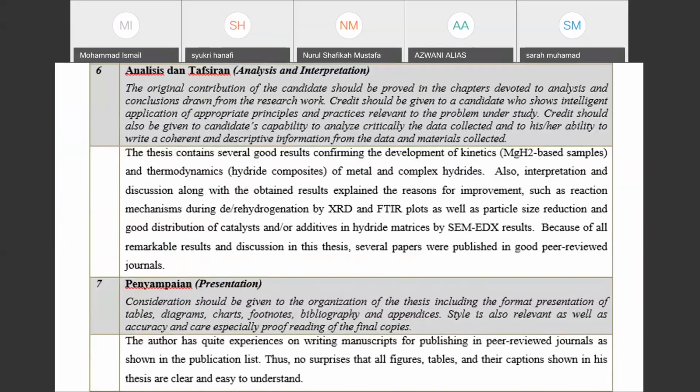One more, my PhD student's report. The thesis contains several good results confirming the development of kinetics. Also, the interpretation and discussion along with the obtained results explain the reason for improvement, such as the reaction mechanism, as well as particle size reduction and good distribution of catalysts, observed by SEM. Because of all the remarkable results and discussion in this thesis, several papers were published in good peer review journals. This is the sentence we want to hear.